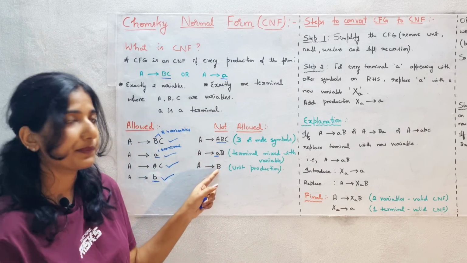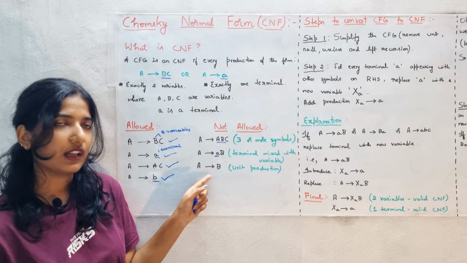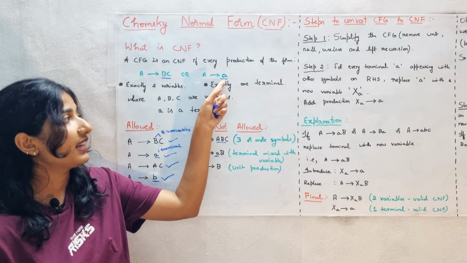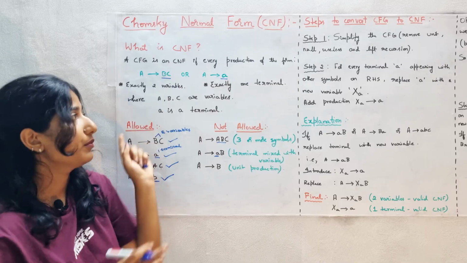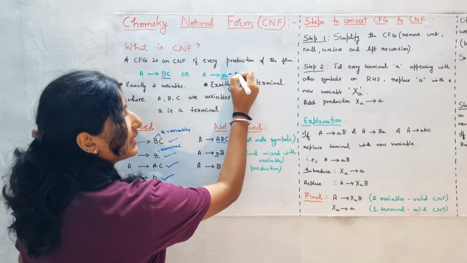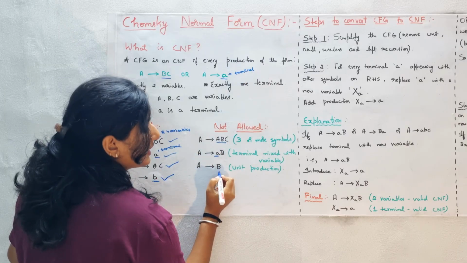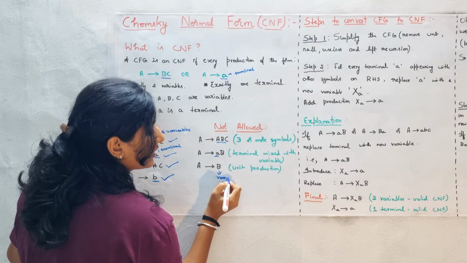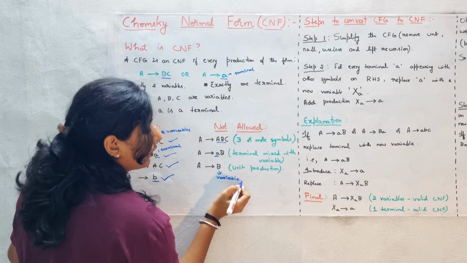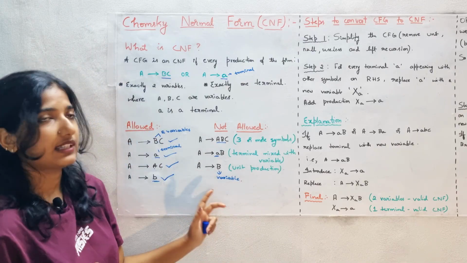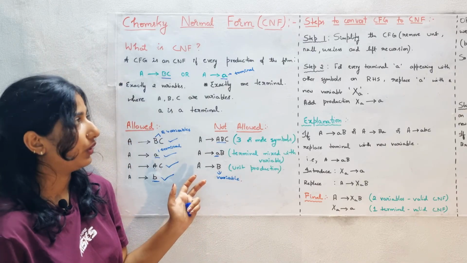And then A derives B. Is this going to be accepted? No. Here we have A derives a, this is going to be accepted. Why? Because this is a terminal, right? This is a terminal. But this is a variable. So this is also not allowed. Clear? So this is about what are all allowed and not allowed.